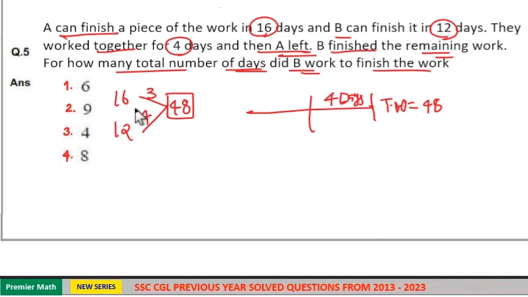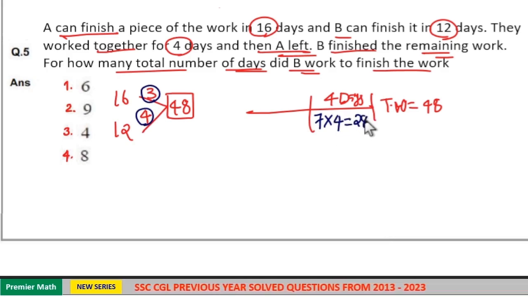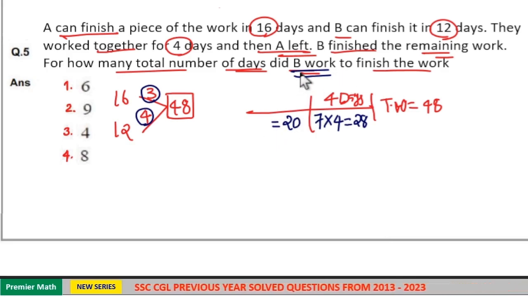So, A and B can complete 3 plus 4, 7 units of work in a day. So, in 1 day, they will finish 7 units of work. So, in 4 days, 7 into 4, 28 units of work they finished. Which means remaining work is equal to 48 minus 28, 20 units of work. This will finish by B. Remaining work will finish by B.